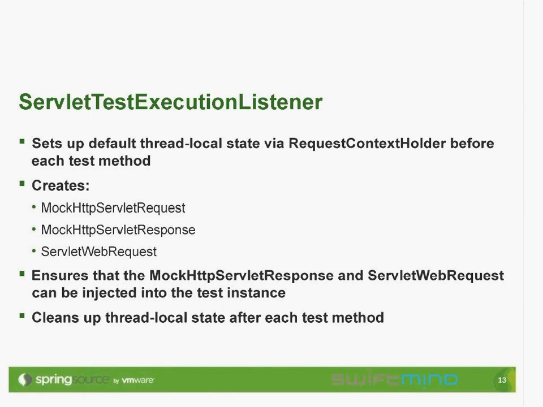setting up state in Spring MVC's RequestContextHolder before each test method executes. What it does is it creates a few mocks for you in the background. So it creates a mock for the request and a mock for the servlet response. Again, these mocks are from the Spring test module. You can use them standalone, but these are created for you by default.